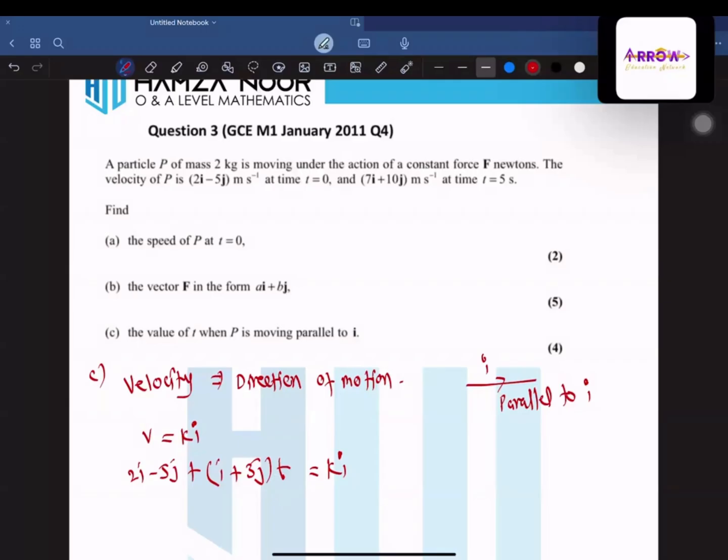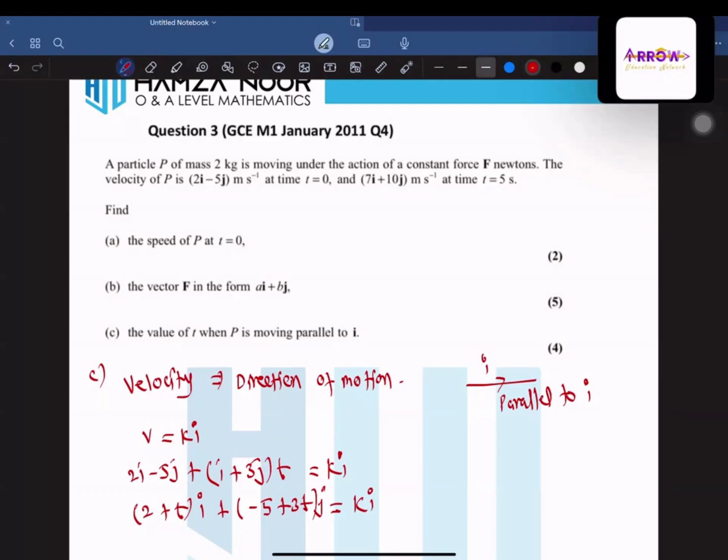So what I'm going to do is take i as common, multiplied by 2 plus t. Then taking j as common, multiplied by minus 5 plus 3t. This is equal to ki. All right. Taking i common multiplied by 2 plus t and j common multiplied by minus 5 plus 3t. So the particle is moving parallel to i, meaning the velocity vector is a scalar multiple of i.